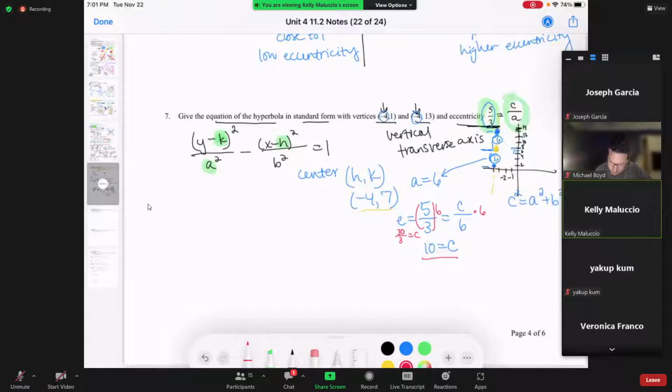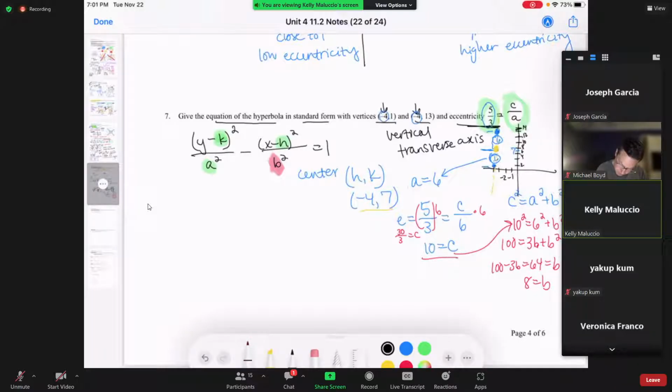And from here, I can say, okay, 10 squared has to equal A squared plus B squared. And so 100 has to equal 36 plus B squared. And so 100 minus 36 is 64, which is B squared. So this is nice. So B is just 8. And so now I've found all of my missing pieces, H, K, A, and B.